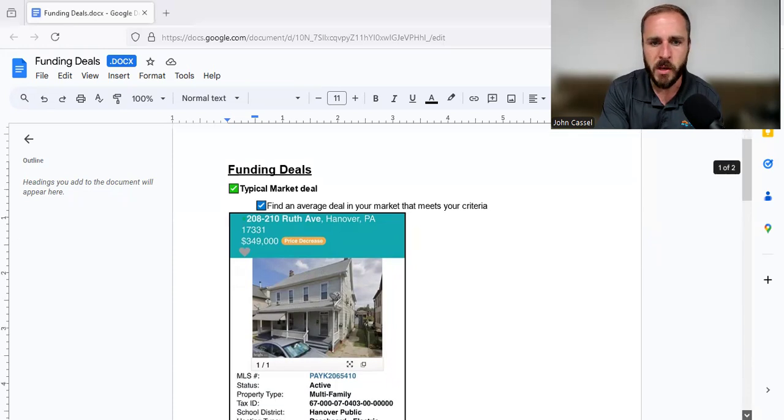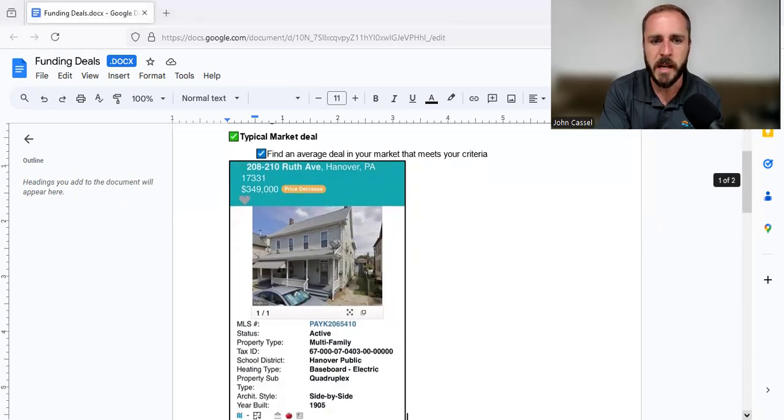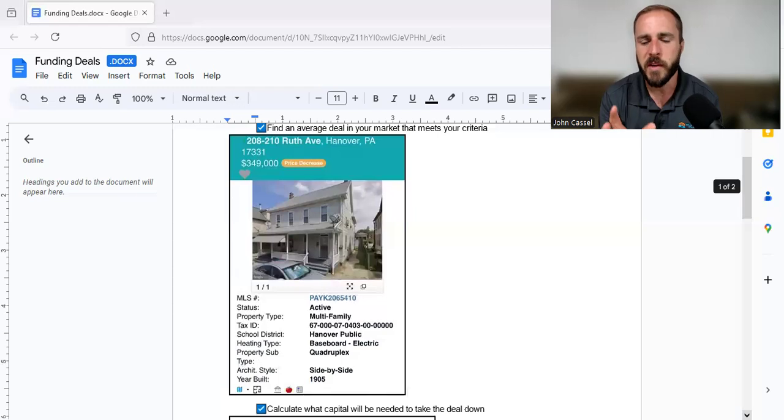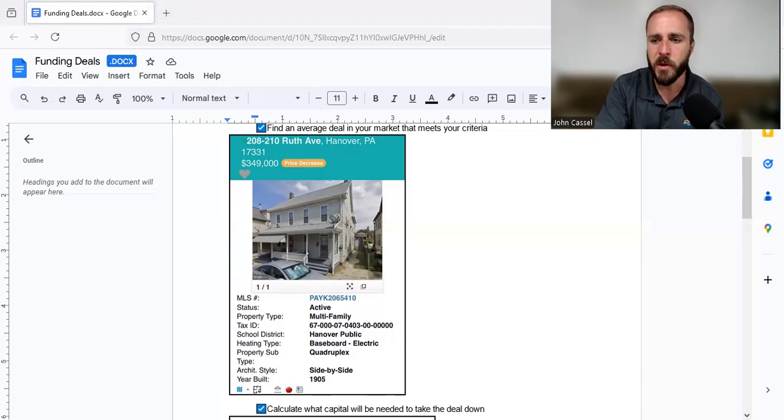So right here, I found one in Hanover, PA. It's a 4 unit. If you see down here, quadruplex, and it's going for $349,000. So if you're looking at 3 to 6 unit properties, maybe you want to find your typical 4 or 5 unit property by price, and then kind of run your numbers that way.